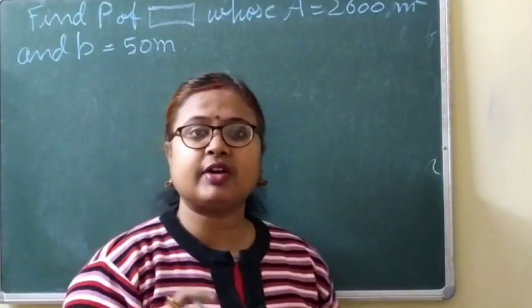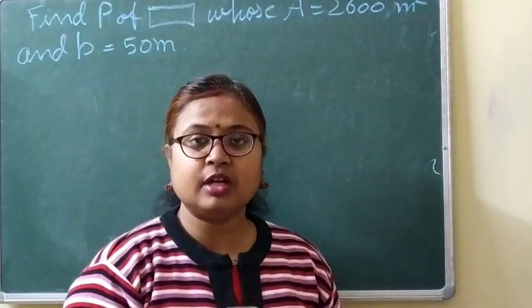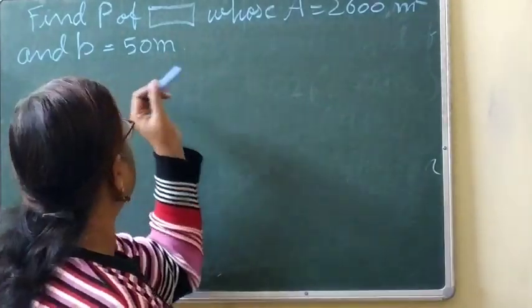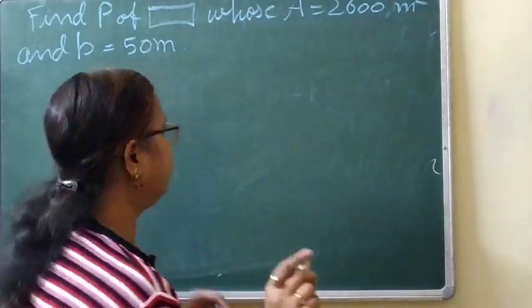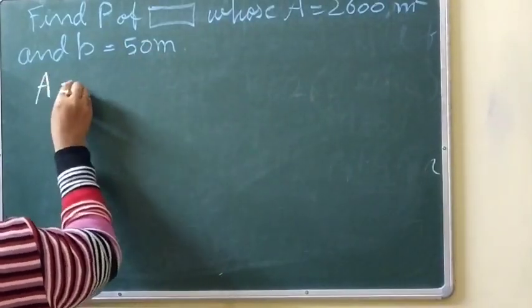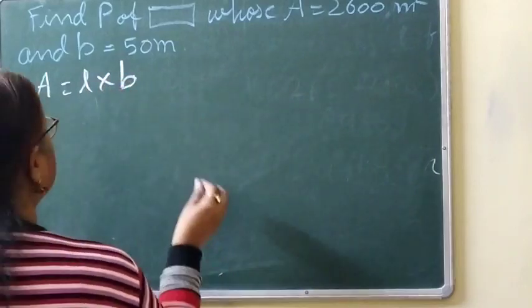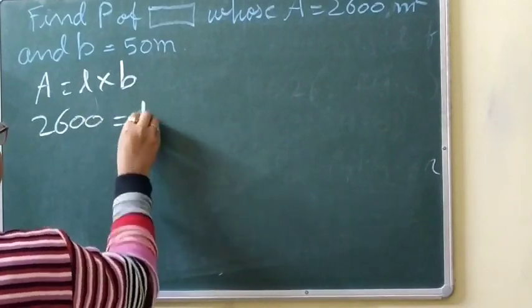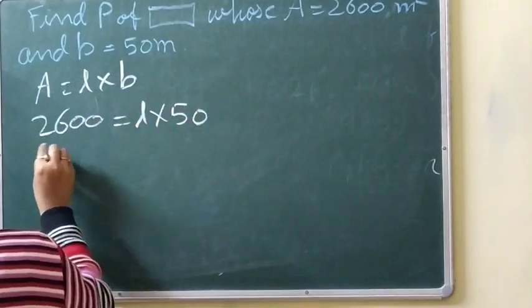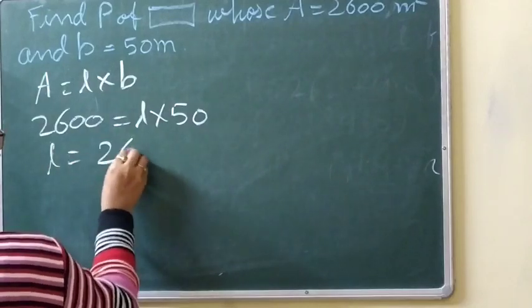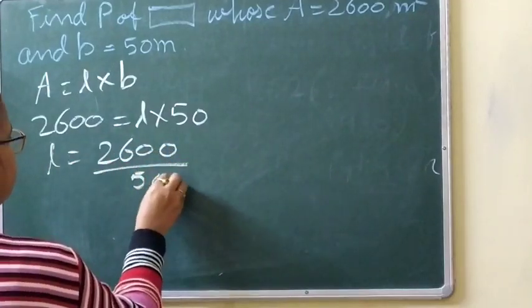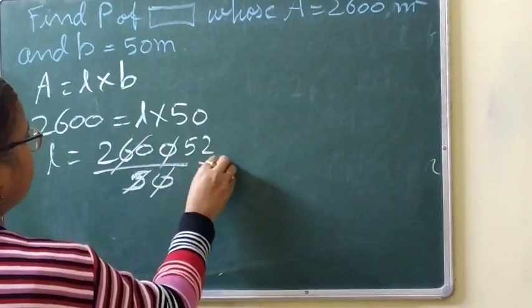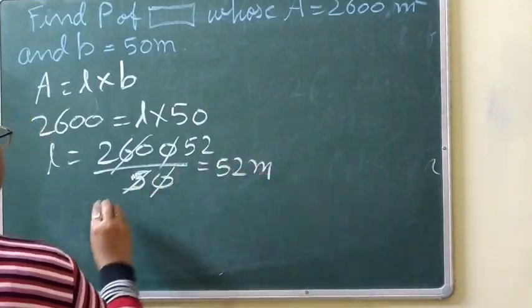Again, what we will find out? We will find out the length. In the previous question, length was given and breadth we had to find out. And here, breadth is given. So what will we find out first? Length. Correct. So here we will write area is equal to length into breadth. So area is given, 2600 is equal to length, which is not given, into breadth, which is given, 50. So length will be equal to what? 2600 by 50. Okay. So 52 meter length.